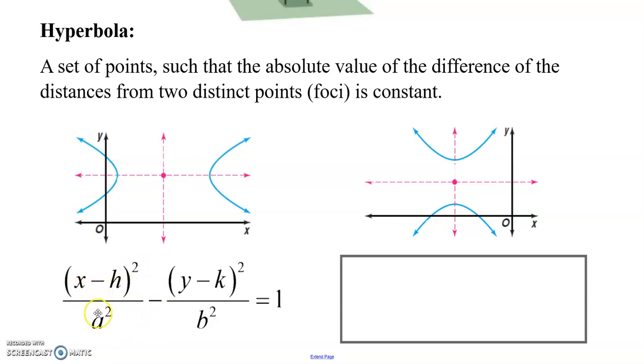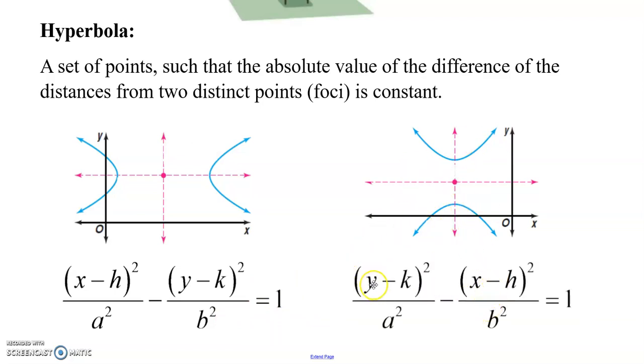So you've got x minus h squared over a squared minus y minus k squared over b squared, and then it always equals 1. Now for this one, the key is that the y term comes first. So you've got y minus k squared first, and then it's still over a squared though. So the number underneath the first fraction here is always called a for a hyperbola, which is different than how we call them for an ellipse. And then for this one, you've got a minus and then x minus h squared over b squared equals 1.